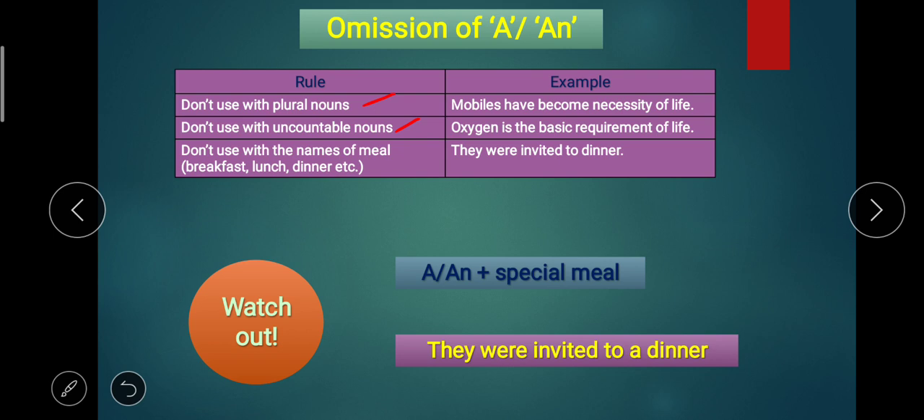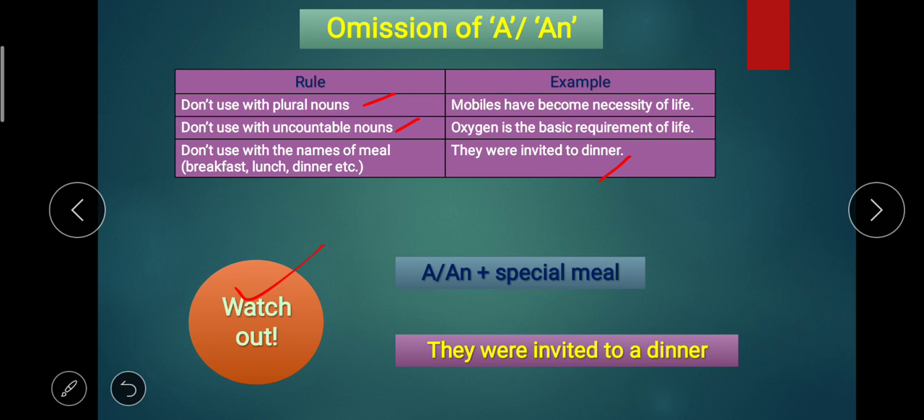But yes, over here in the watch out section, we'll see that before the names of meals like breakfast, lunch and dinner, when we use a or an, it gives a different meaning. When we use a zero article before the name of the meals, it means something different. How? They were invited to dinner. So dinner is used without a or an. No article is used.